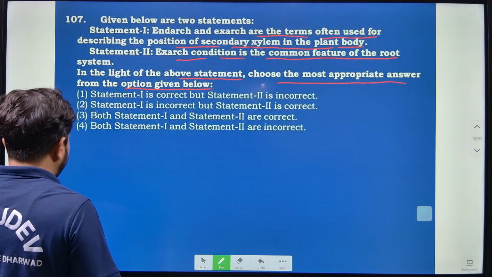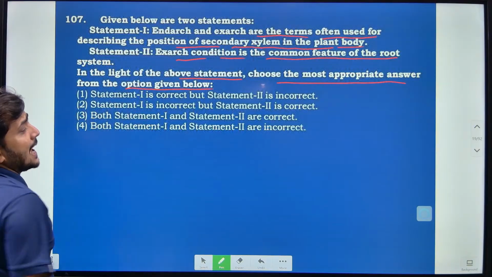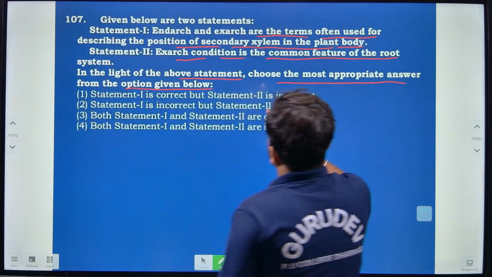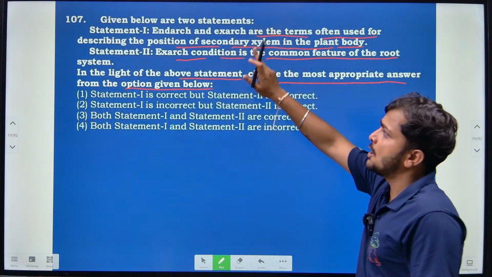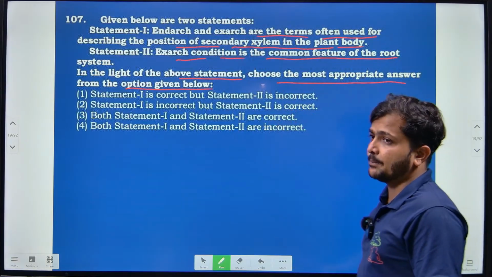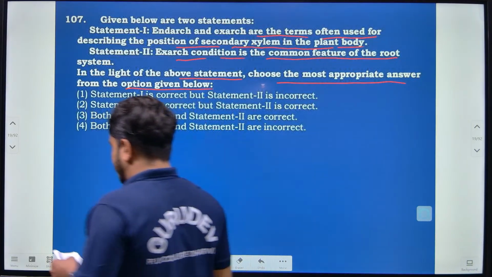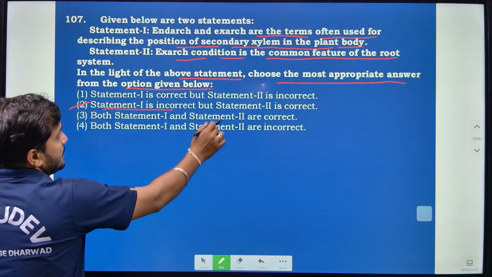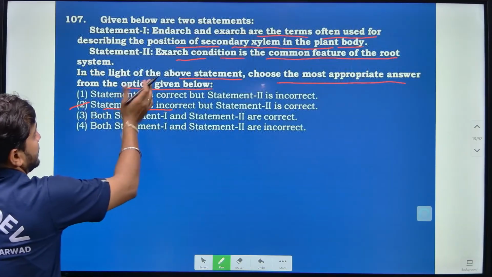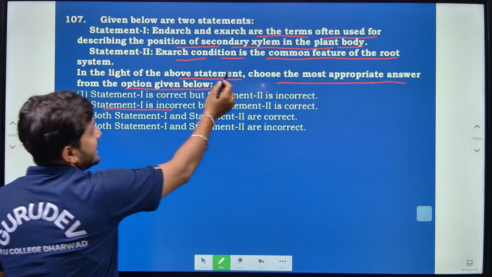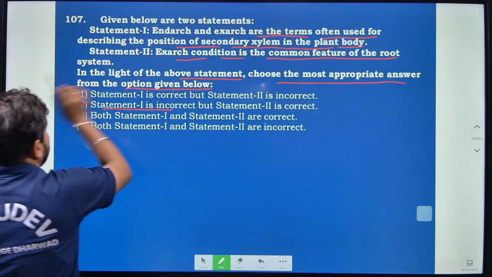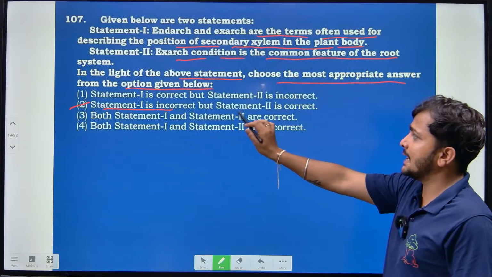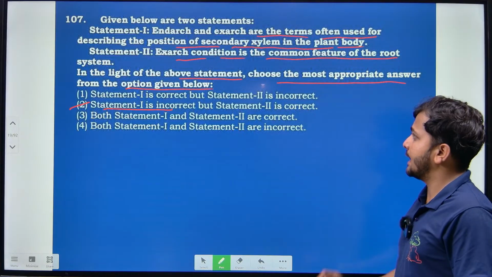According to that, endarch and exarch are types of arrangement of xylem, which I am going to find with respect to the primary xylem, not the secondary xylem. So statement 1 is incorrect but statement 2 is correct, because statement 2 says the exarch condition is the common feature of the root system. So statement 1 is incorrect and statement 2 is correct.